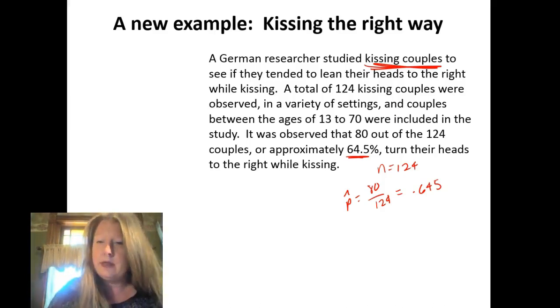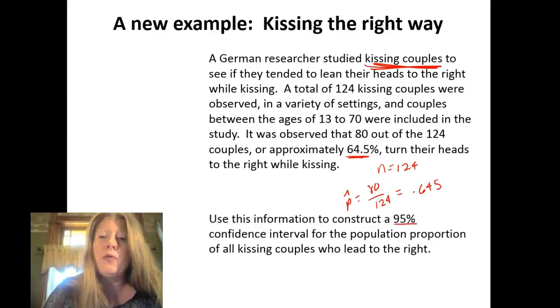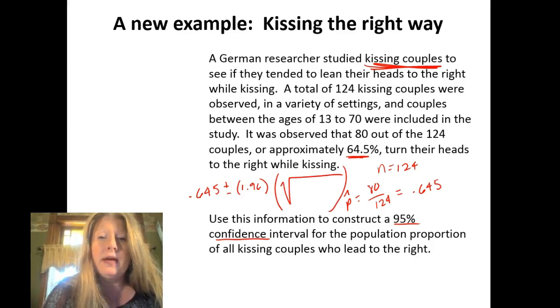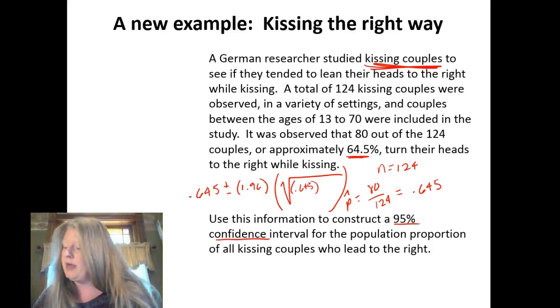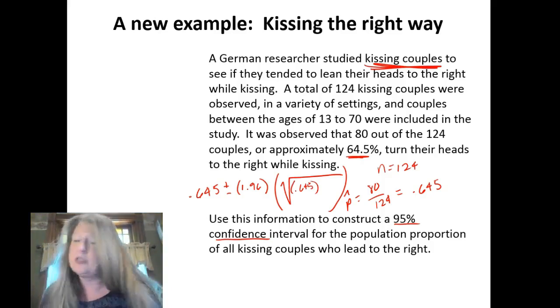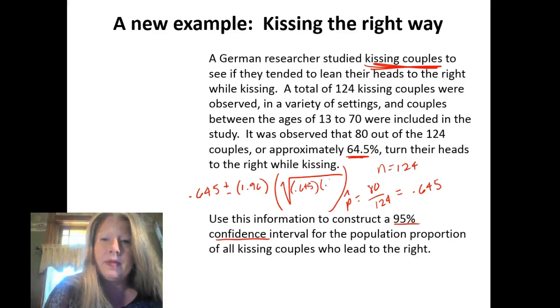And now we again want to do a 95% confidence interval. What do we do? We take p hat, 0.645, plus or minus z star, which would be 1.96 because of the fact that we have 95% confidence. What do we multiply that by? 0.645. And then we multiply that by 1 minus 0.645, which is 0.355. And again, please check my work. I might make errors. I want you to help me spot them. Divided by 124.